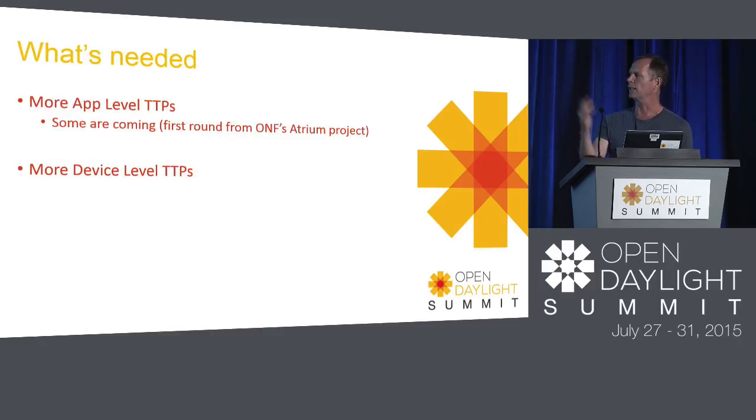What do we need? We actually need more TTPs. TTPs are not something developed by standards bodies only. These are templates. They're meant to be produced by the larger community. We need app-level TTPs. Some of that's coming. There was an Atrium project out of the ONF, and they developed something they didn't call a TTP at the high level, but it's basically a TTP in our view, and it's very easy for us to make a TTP that represents the same thing that they're representing.